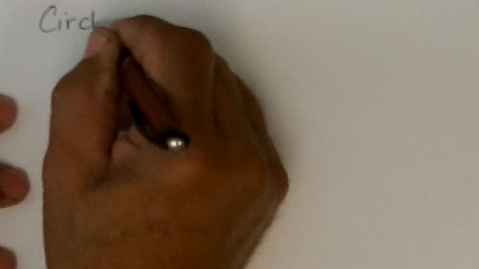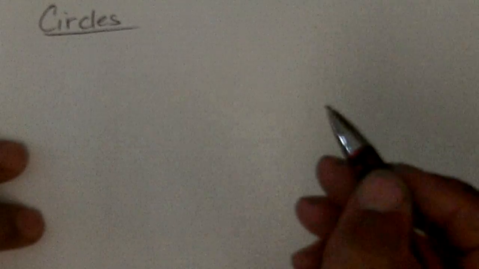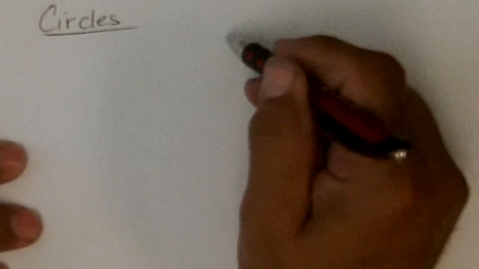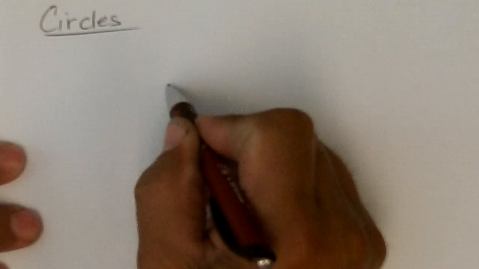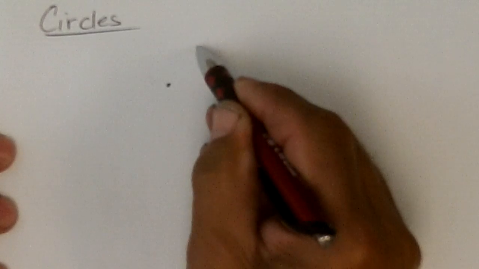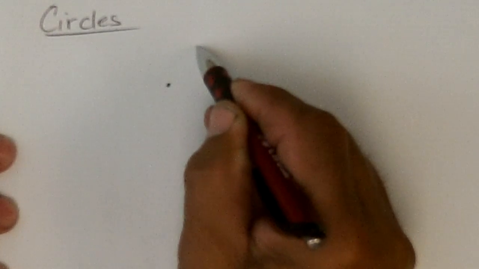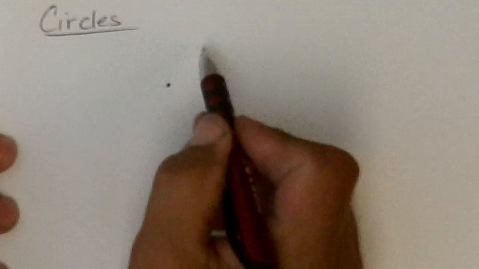All right, circles. Now, many of you may not have ever done circles before, so I'm going to start from the beginning here. The definition of a circle is all the points equidistant, the same distance, from a single point.